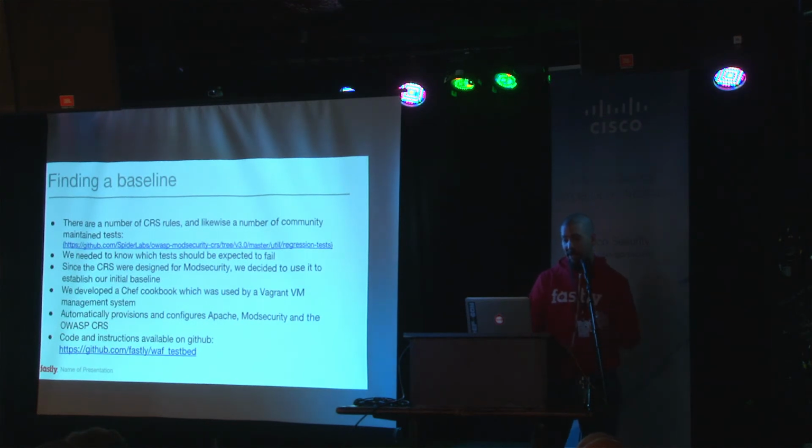So in order to get our baseline, we use Chef fairly heavily. We wrote a cookbook and a provisioner that will provision Apache ModSecurity and the OWASP CRS with one command, and it brings it up in a Vagrant instance, or if you want to use VMware, you could use that too, I guess.